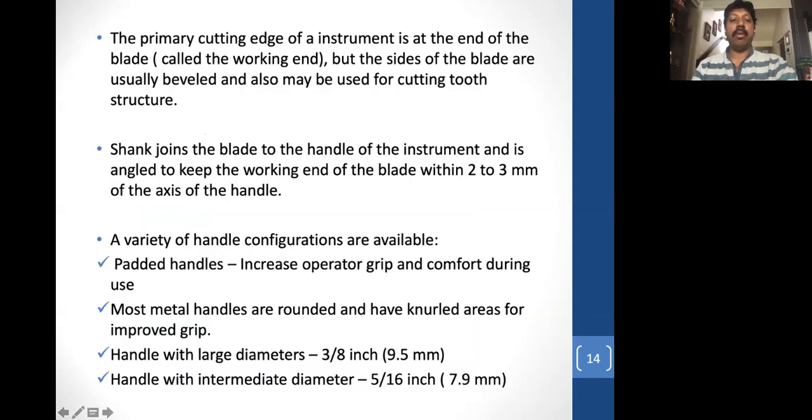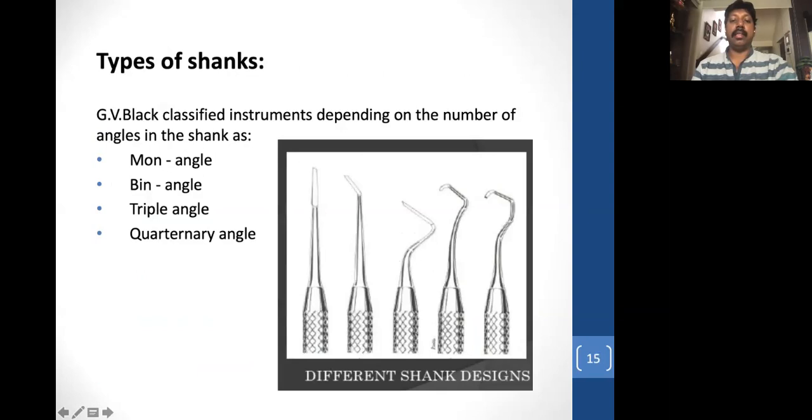So there is a variety of handle configurations: padded handles, rounded handles with large diameters, handles with intermediate diameters. Okay, shank designs. Can you see this design? Looking at the shank design, you see mono angle: there is no angle, a straight chisel is mono angle. Bin angle: slightly bent. Can you see this? Bent, two angles. Okay, triple angle: 1, 2, and 3.